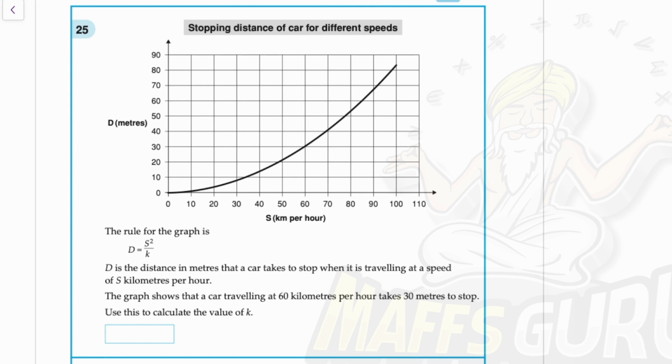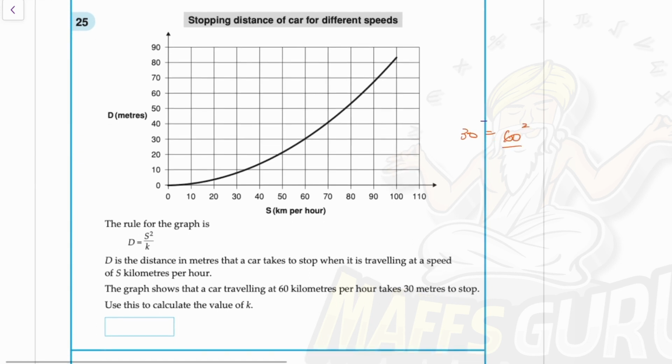All right, so what do we have? So we've got 60 kilometers. 30 is equal to 60 squared divided by K. Well, what I can now do is swap these two over to give me that K is equal to 60 squared divided by 30. Put that into my calculator. 60 squared divided by 30 gives me 120. So K is going to be 120.